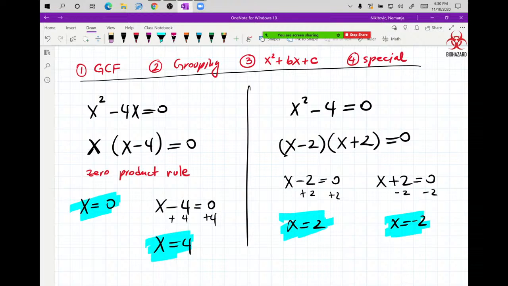And that's the way we go through all of these problems.